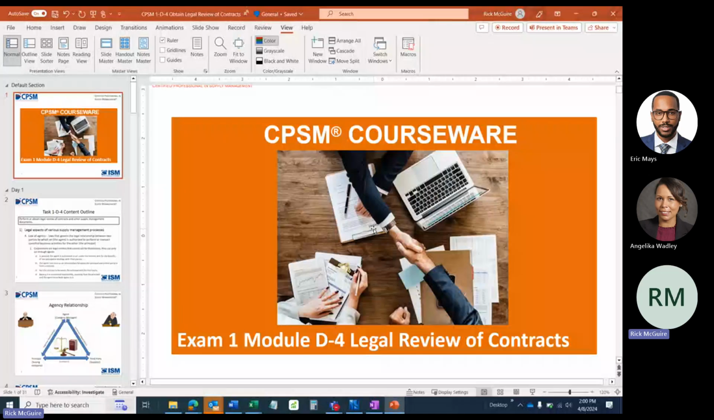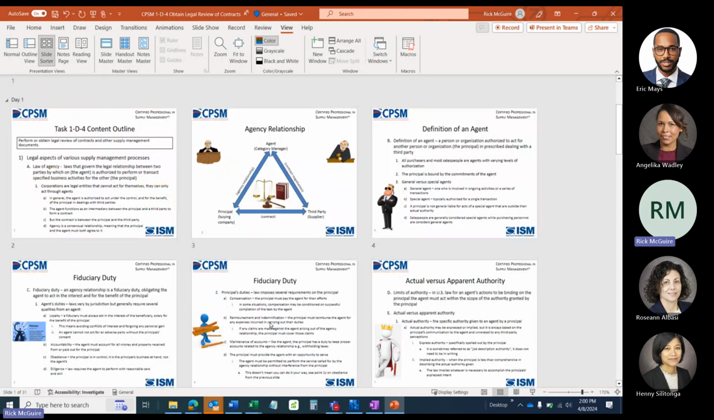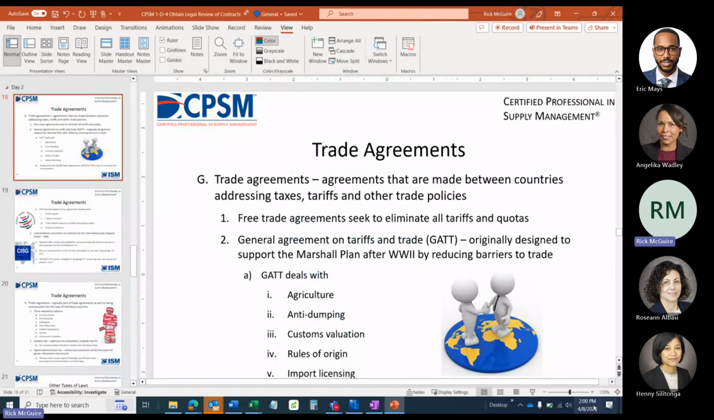So we are going to pick up where we left off Friday with legal review, which is right down here. Start with trade agreements.